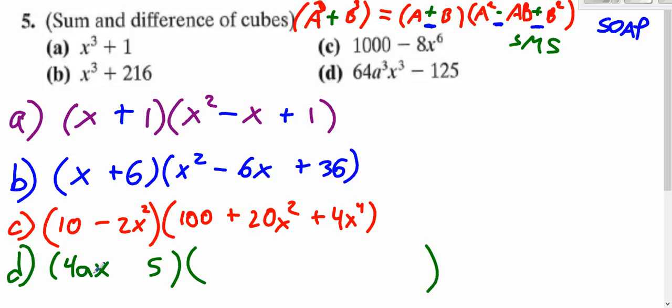If you square 4ax, you get 16 a squared x squared. If you multiply those together, you get 20 ax. And if you square the back, you get 25. And then same, opposite, always positive gives us, starts with a minus, so it's same, opposite, always positive.